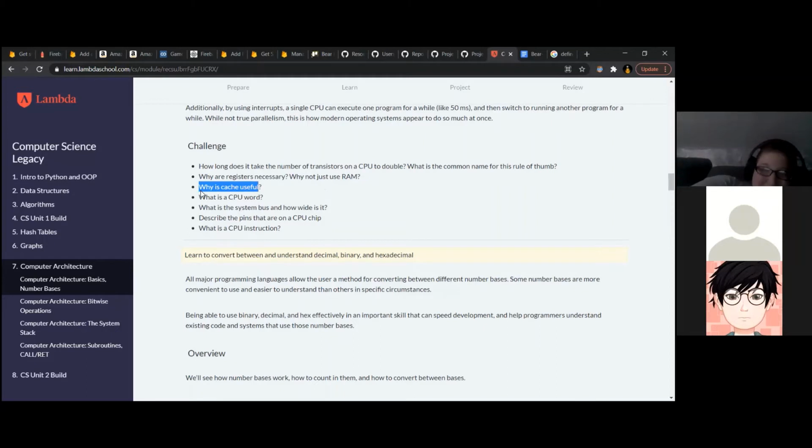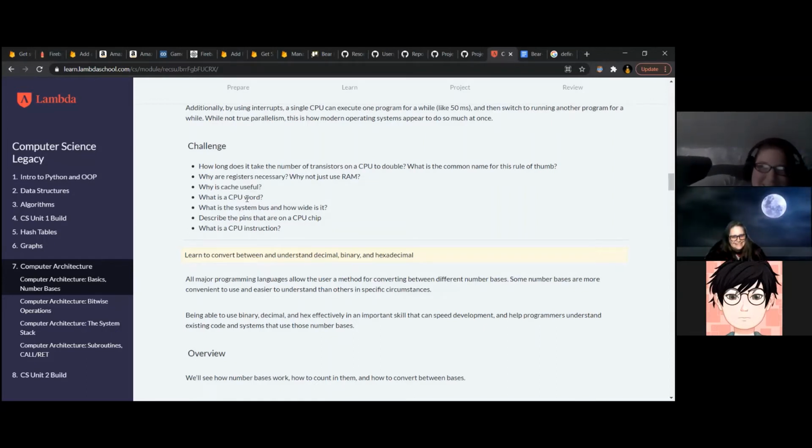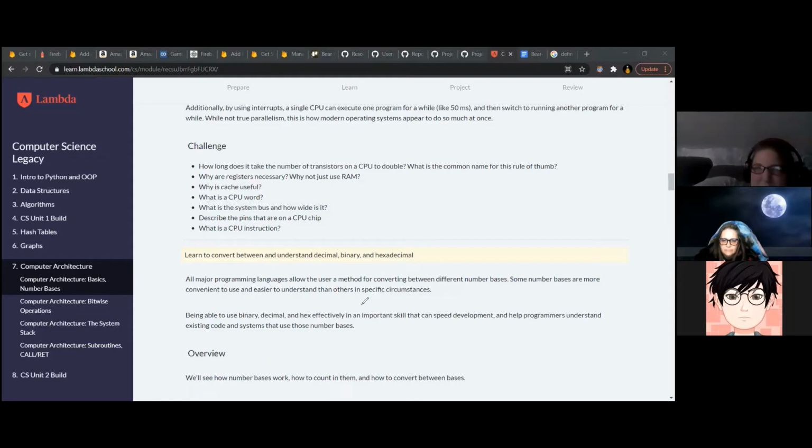Cache is useful because it's faster. What's a CPU word? That's like the 8, 16, 32, 64, 128 that tells you about the bit size that the CPU works with. How many bits are in a word? 8 bits. That's it. That's one way to describe it. That's one type of word. You might have a 64-bit word too, though, right? Yes. What is the system bus and how wide is it?